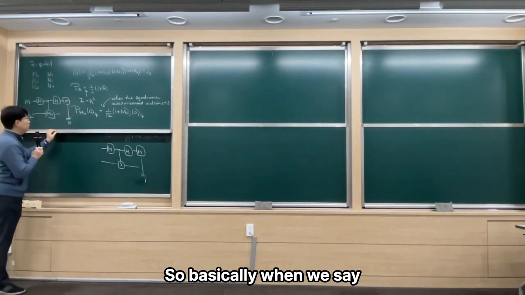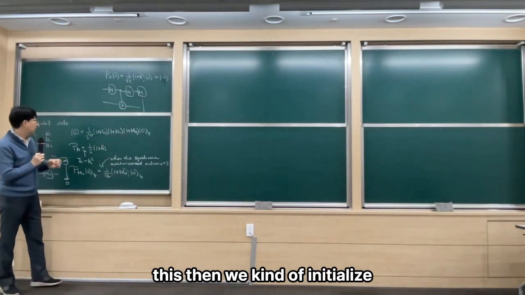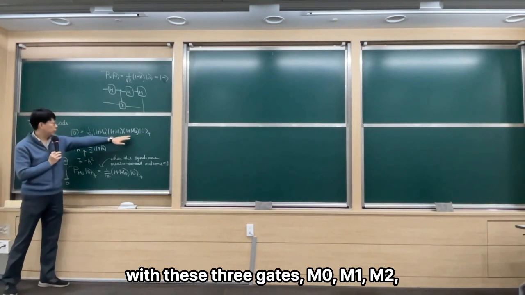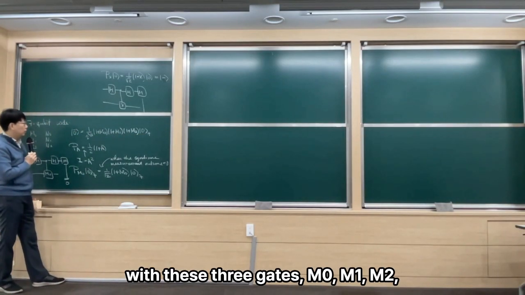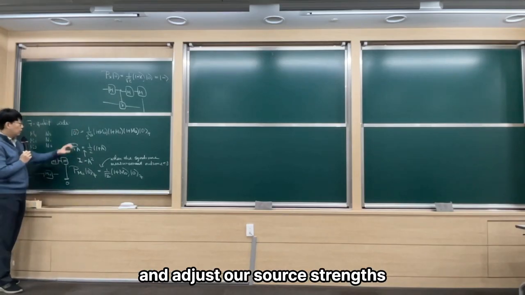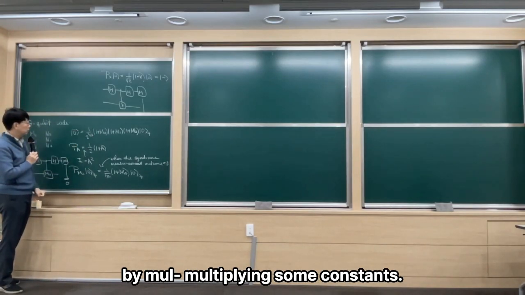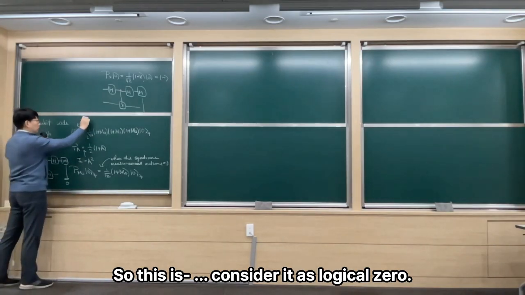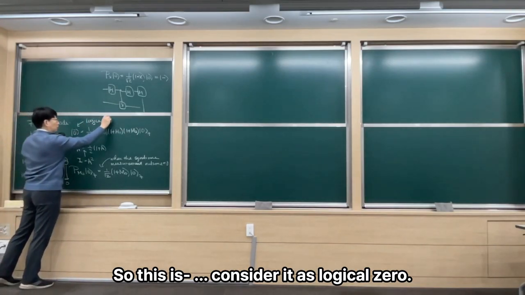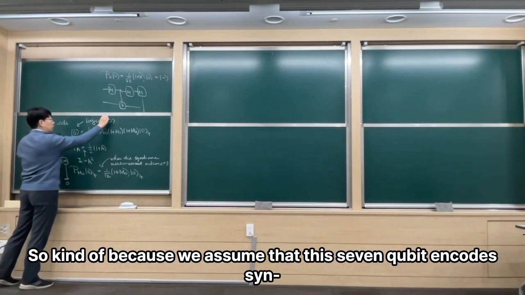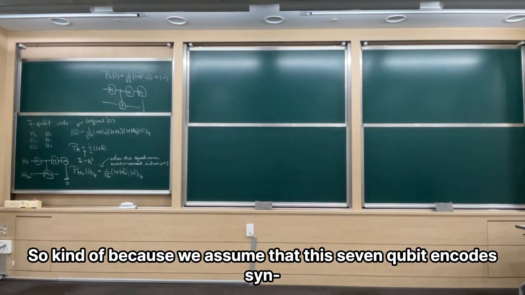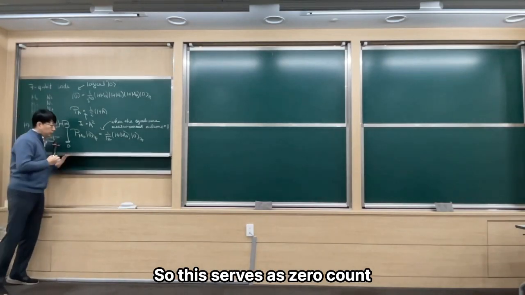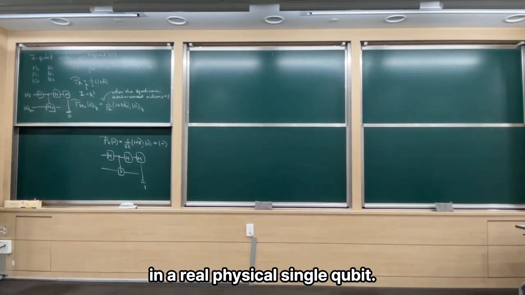So basically, when we say this, we initialize all 7 qubits with 0 ket and apply syndrome measurement with these 3 gates, M0, M1, M2, and adjust our strengths by multiplying by some constant. This is considered as logical 0, or 0 ket, because we assume that the 7 qubits encode one logical qubit. So this serves as 0 ket in a real physical single qubit.